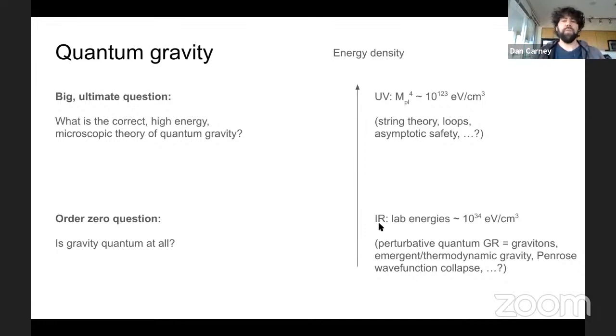And so broadly speaking, what I want to talk about is testing some ideas like this at energies that we can actually achieve in a lab. And this is really just a tabletop lab energy. This is not the LHC, which would be another 10 or 20 orders of magnitude higher, but still way below this far ultraviolet string scale.